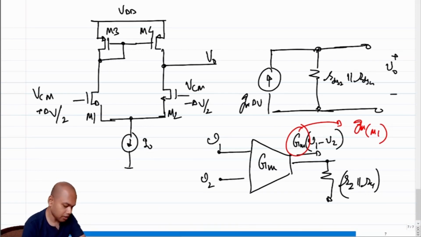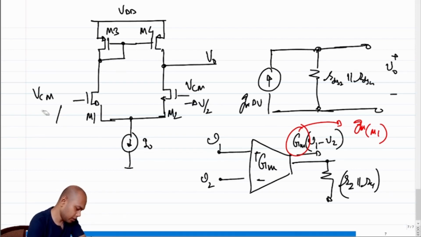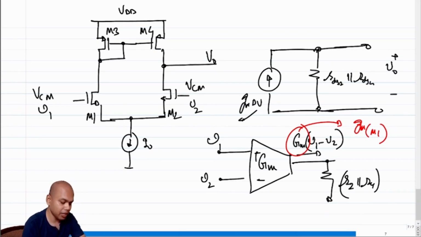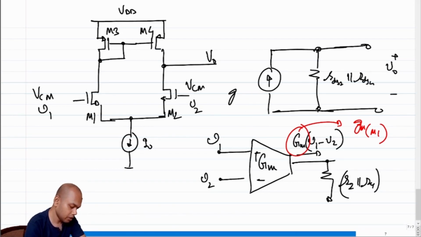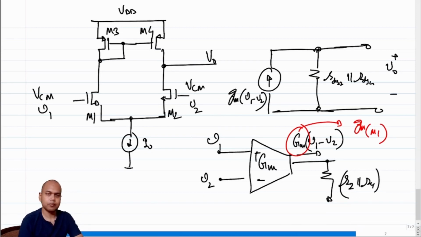So again, this is plus minus, and I should sketch it in a more relevant manner. So this is V1, this is V2, and this is Gm times delta V only if V1 is plus delta V by 2 and V2 is minus delta V by 2, right? So this should ideally be Gm times V1 minus V2, right?